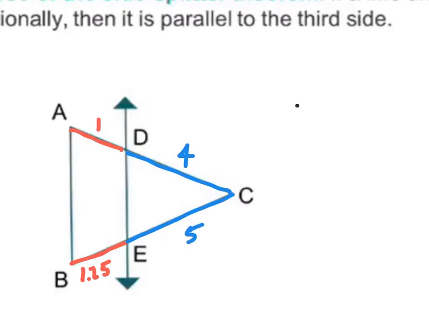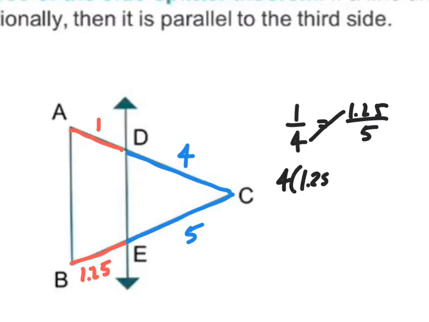Now, if I take one-fourth, this length divided by this length, this is going to be equal to 1.25 divided by 5. What I want to do is multiply across. So 4 times 1.25 should be equal to 1 times 5. If I take 4 times 1.25, I get 5, and that's equal to 5.